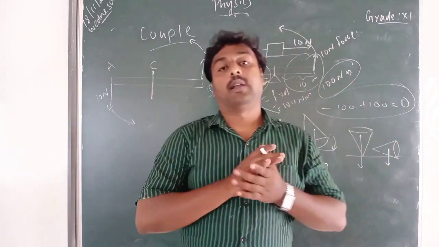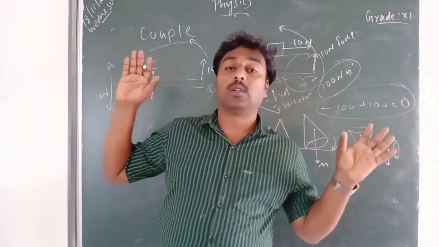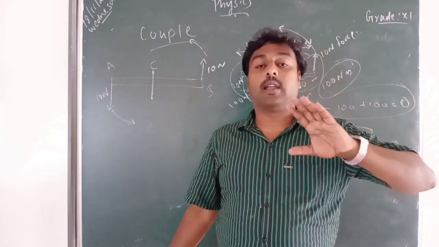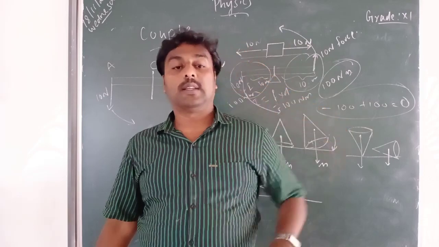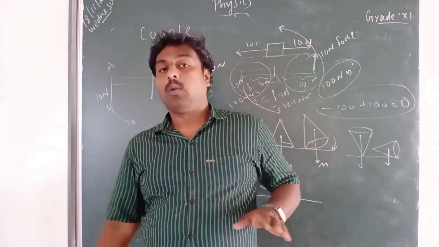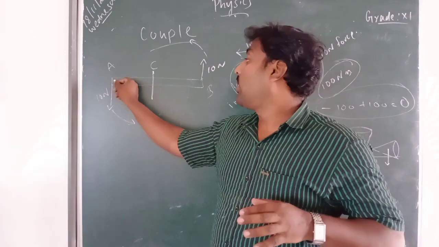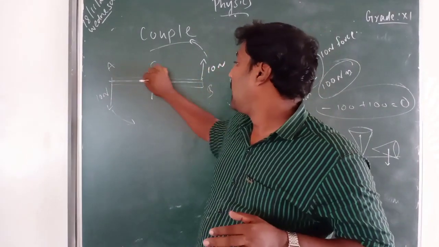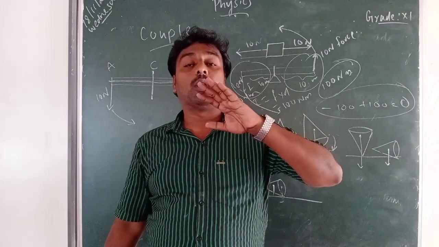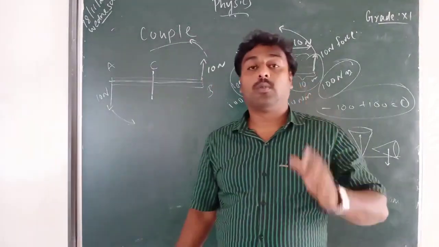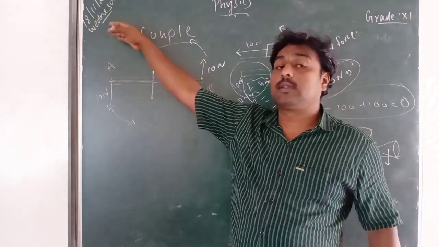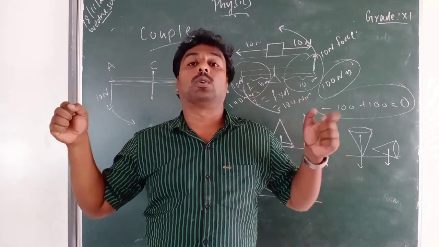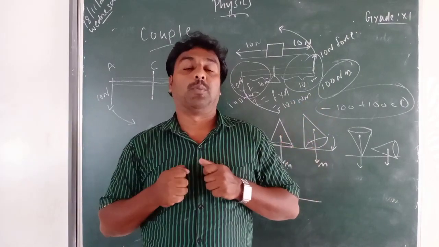There is a definition given in your textbook. A pair of forces acting equal in magnitude and in opposite direction, producing a turning effect, with lines of force not coinciding. This is a line of force. Here the lines of force do not coincide, but these two forces cause a turning effect. That is what we call a couple.